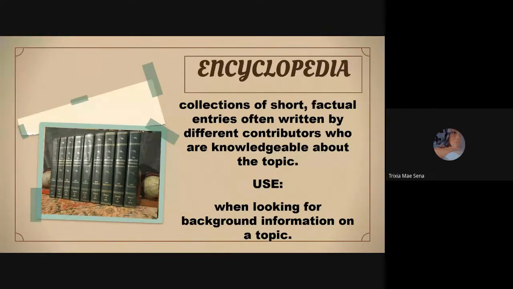We have encyclopedia, collections of short factual entries often written by different contributors who are knowledgeable about the topic, used when looking for background information on a topic. Now for encyclopedia, they are a reliable source of information because they have been edited by experts in various fields. They are also great sources of background information, so this makes them excellent places to begin your research on a given topic. But it is certainly not the only place you would look for information.